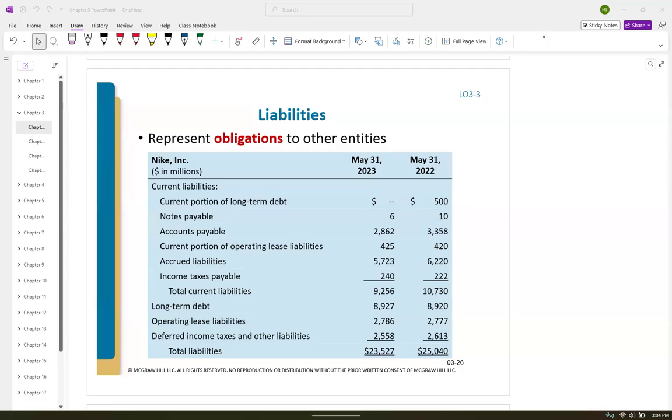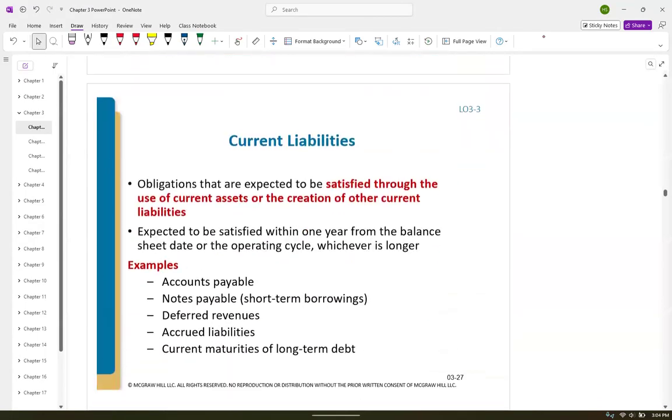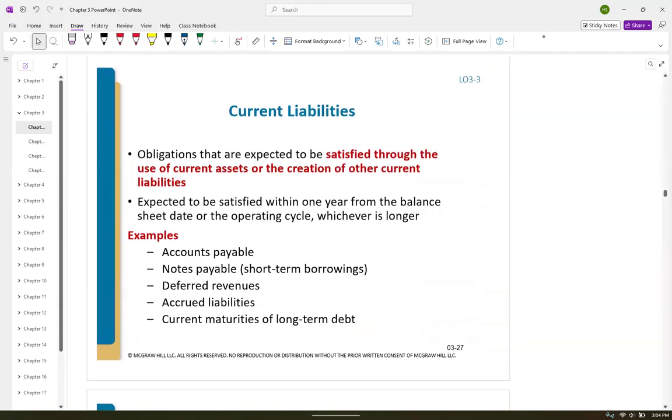All right, we're moving right along. We are on Learning Objective 3-3. We finished up 1 and 2 in the previous video, and now we're moving on to liabilities. Liabilities represent obligations to other entities. Okay, so what are current liabilities? Current liabilities are those things we're going to have to pay within the coming year.